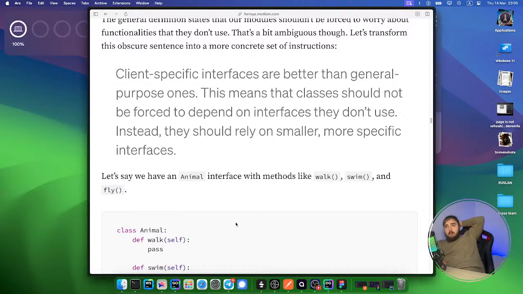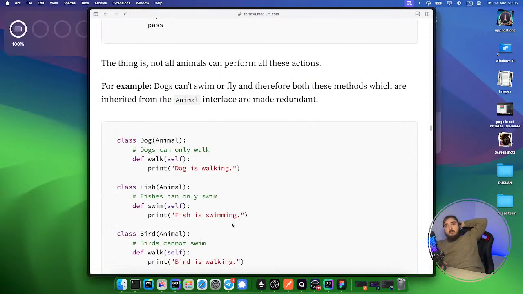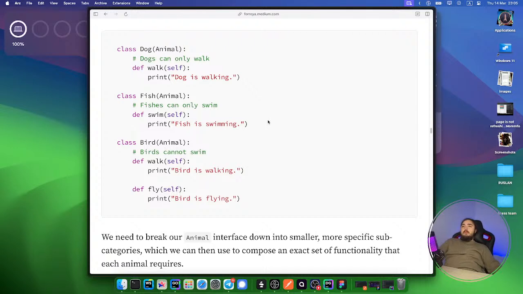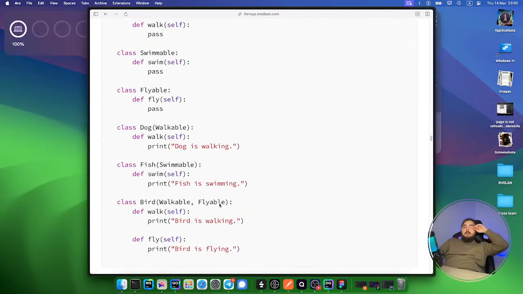Let's say we have an animal interface with methods like walk, swim, and fly. Not every animal can perform all the actions. For example, dogs can't swim. You just need walkable and so on. Walkable, swimmable, flyable.